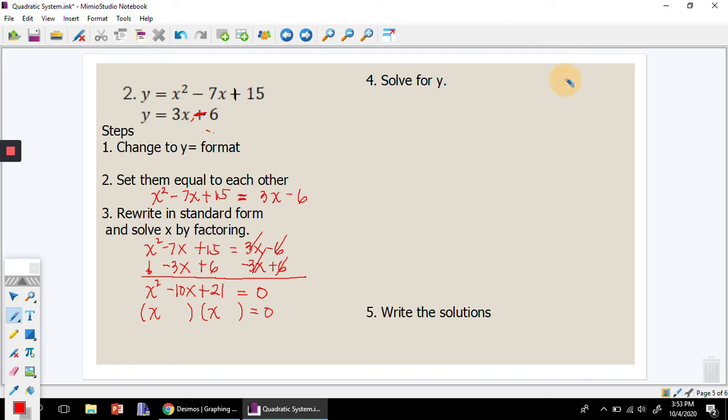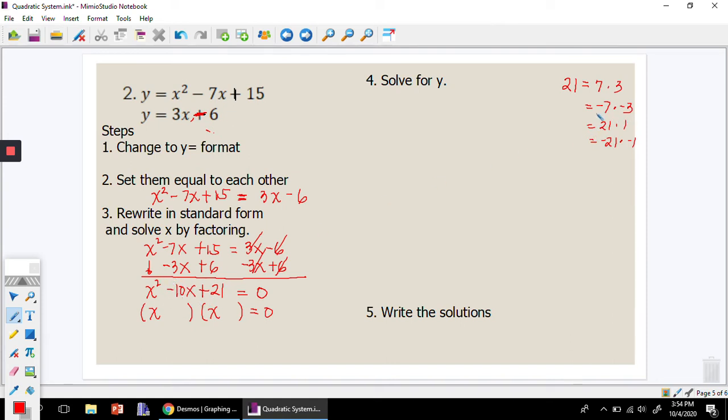So 21, let us list down all the factors of positive 21. But the factors should give the sum of negative 10, right? So let us list down all the factors. So you can use 7 times 3. Since this is positive, you can also have negative 7 times negative 3, 21 times 1, or negative 21 times negative 1. Okay, which of these pairs of factors will give us negative 10 when we add them? So we know that the product of all these pairs is equal to 21. Now let us check the middle term.